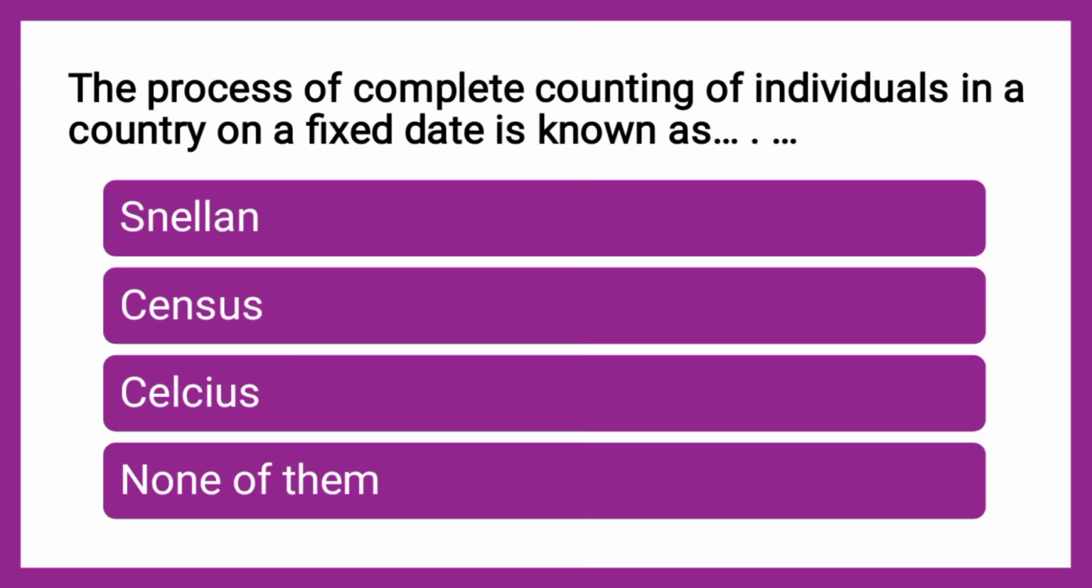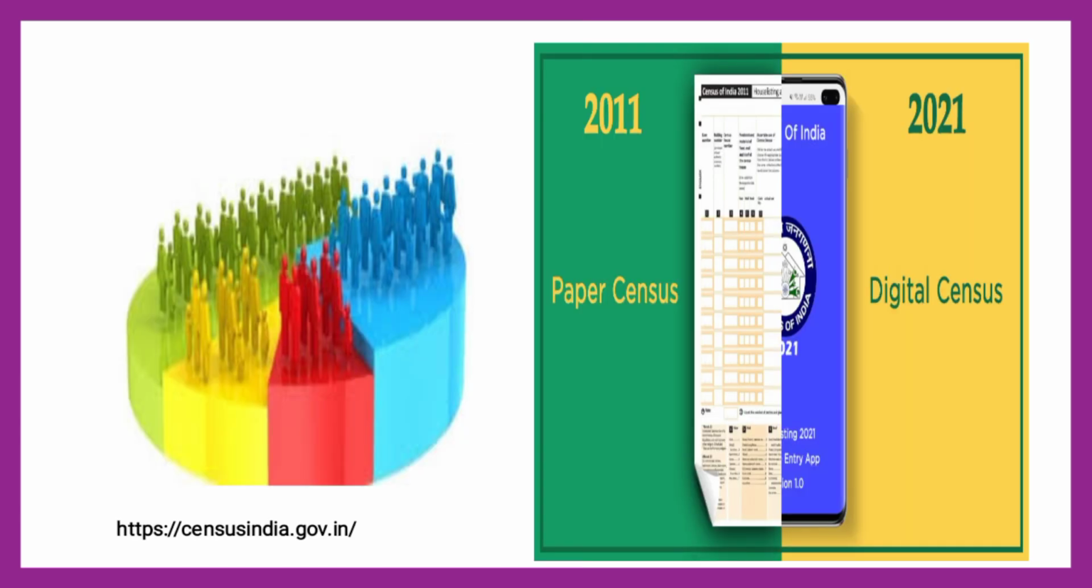Next question is, the process of complete counting of individuals in a country on a fixed date is known as dash. Whether it is Snellen, census, Celsius, or none of them, the correct answer is census. Complete counting of individuals in a country on a fixed date is known as census, like census 2011 and 2021, paper census and digital census. It is the counting, like in Hindi we call it Bharat ki Janaganana. For how the census is done, we will see the next question.